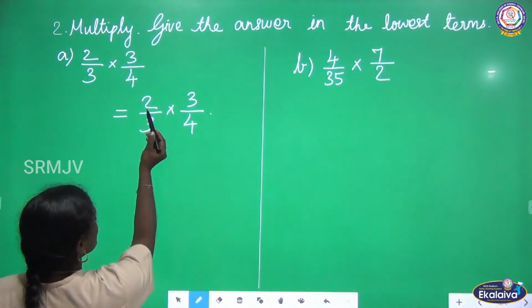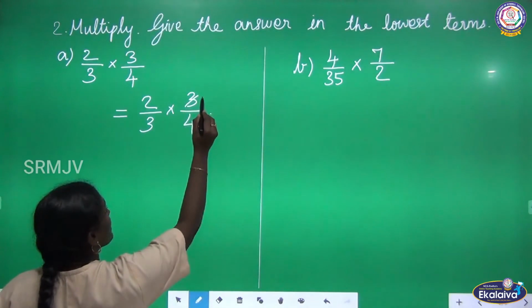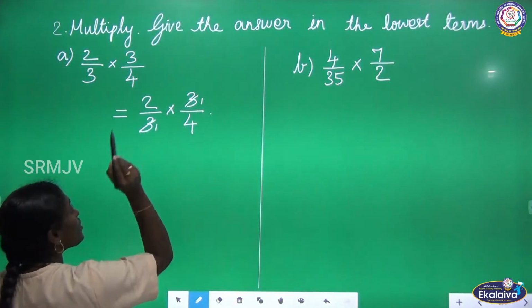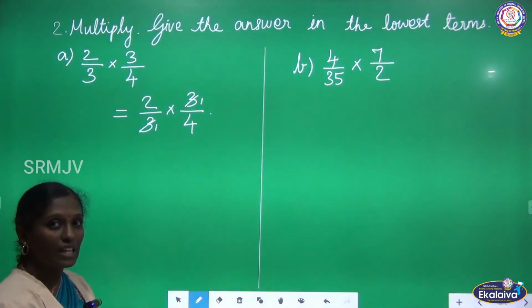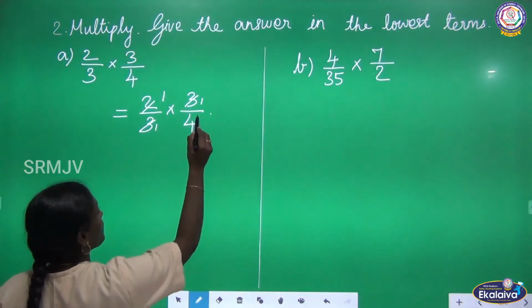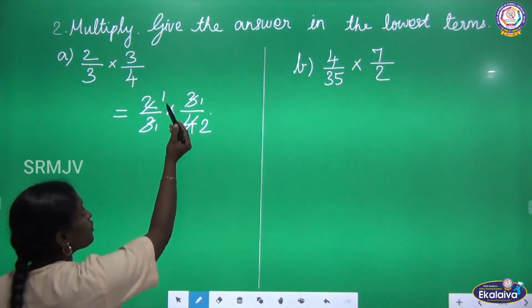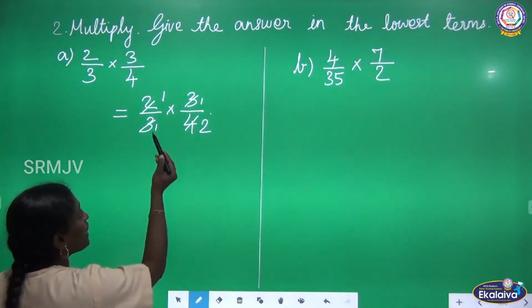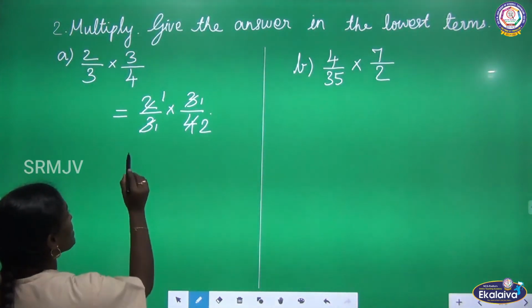Check here 3, 3. We can reduce the numbers 3 and 3. In 3 table 1 time, here also 1 time. Here can we reduce 2 and 4? Yes, we can reduce 2 and 4 in 2 table. In 2 table 1 time, in 2 table 2 times. Any other possibilities? Here in numerator we are having 1, 1 and denominator 1 and 2. That's all. Here this is in the lowest term.